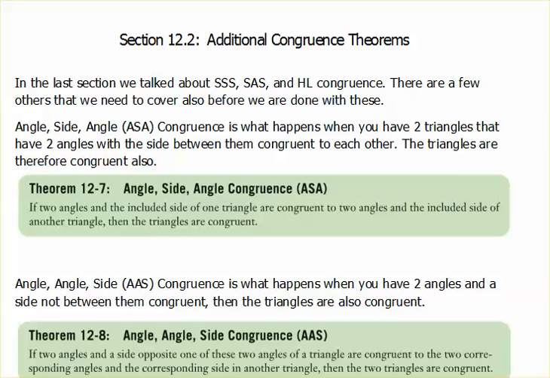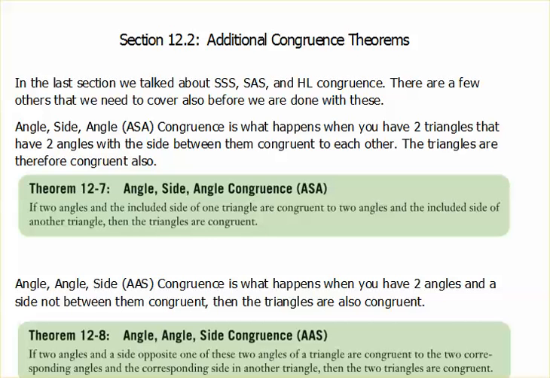In the last section, we talked about side, side, side, side, angle, side, and hypotenuse leg congruence. Now, there are a few others that we need to talk about, especially these dealing with the angles. So, the first one is angle, side, angle, which we abbreviate as ASA. This is what happens when you have two triangles that have two angles with the side between them congruent to each other. Therefore, the triangles must also be congruent.